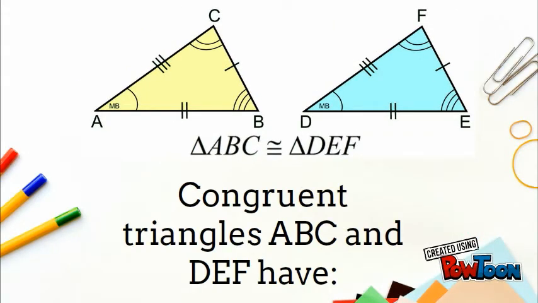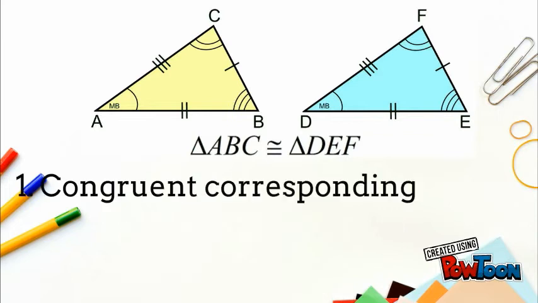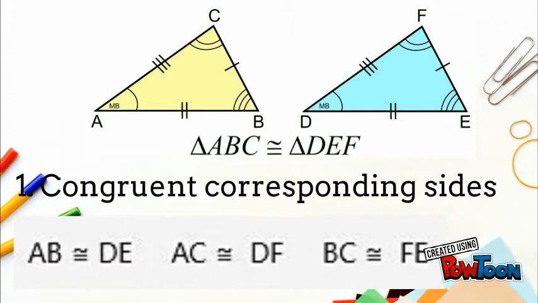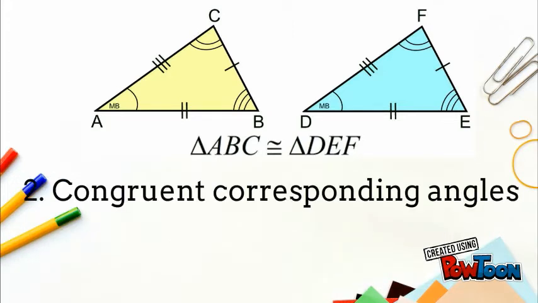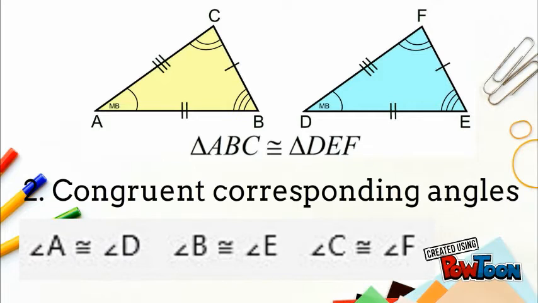Congruent triangles ABC and DEF have, first, congruent corresponding sides. For example, AB congruent DE. Second, congruent corresponding angles. For example, angle A congruent angle D.